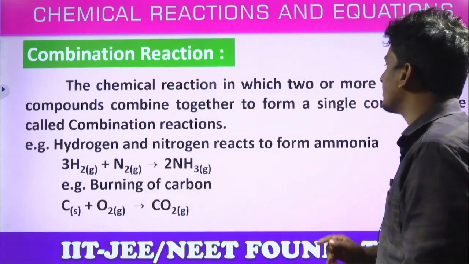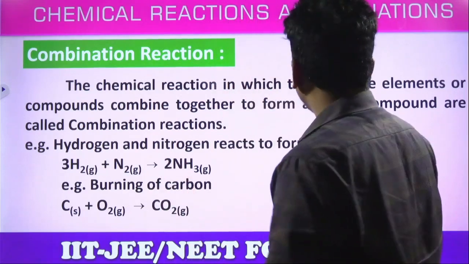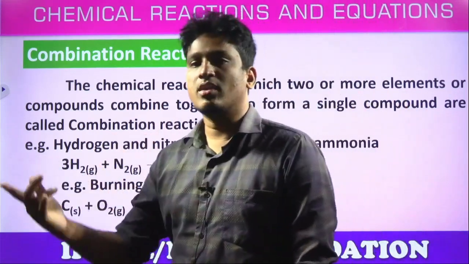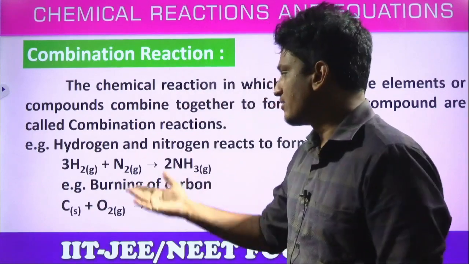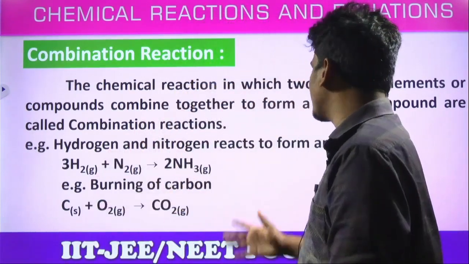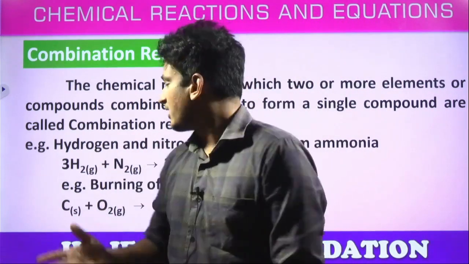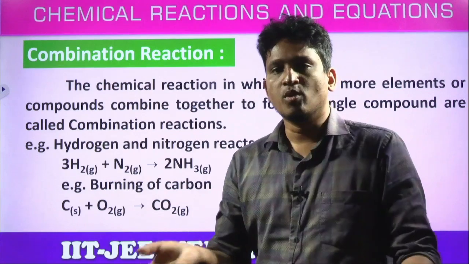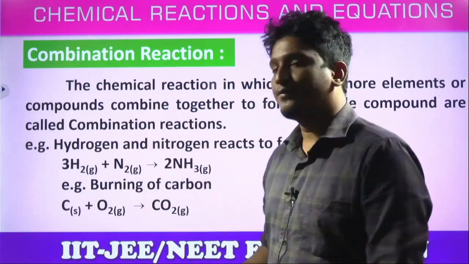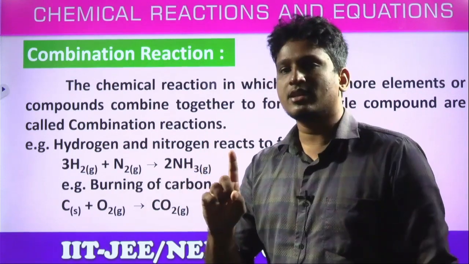The chemical reactions in which 2 or more elements or compounds combine together to form a single compound are called combination reactions. We have the reactions given here. Hydrogen and nitrogen react to form ammonia. Yes or no? Hydrogen gas H2, nitrogen gas N2, both are combining and look at what they form? Ammonia. Yes or no? How many compounds are there? Only one compound, NH3.